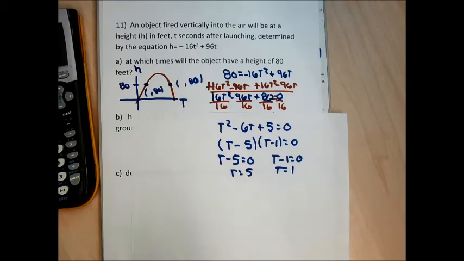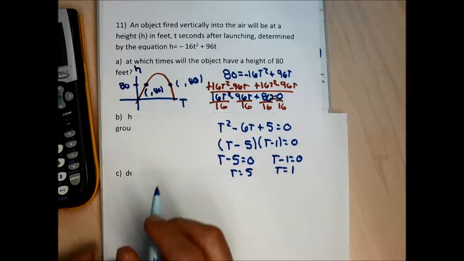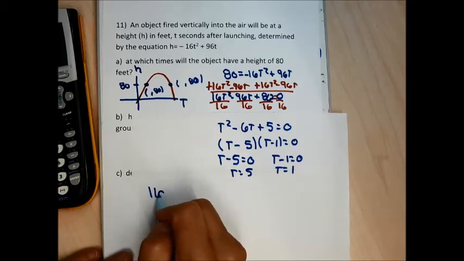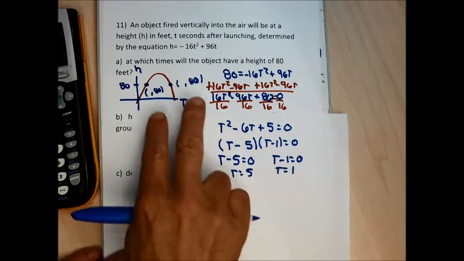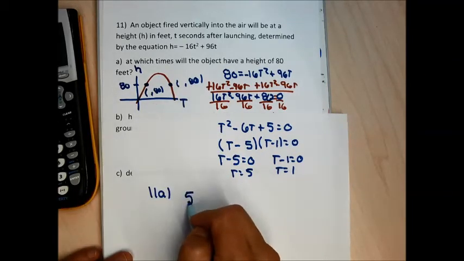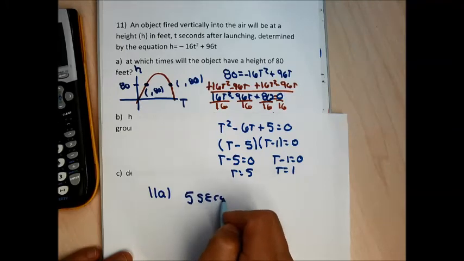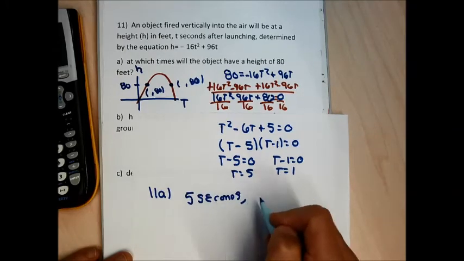So I walk through the work without describing it. I'm going to get an answer to part A for number 11. These are the two times where the object is at 80 feet. So my answer is going to be at 5 seconds and at 1 second.